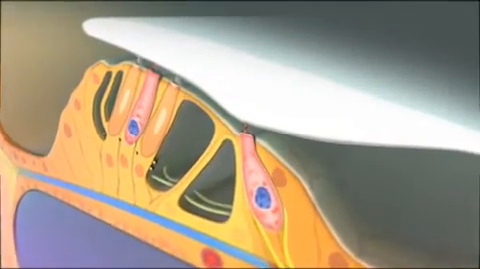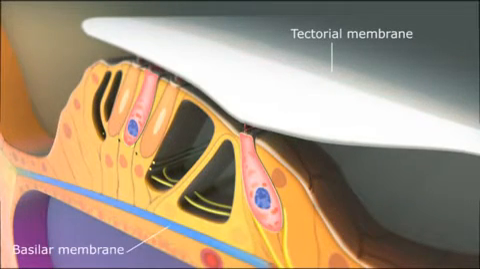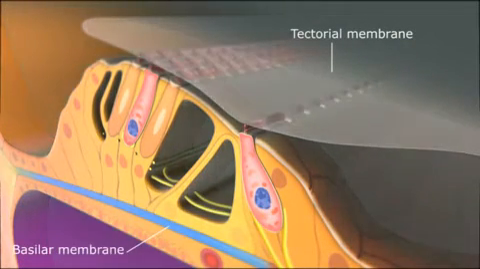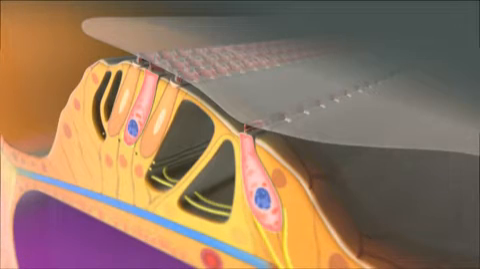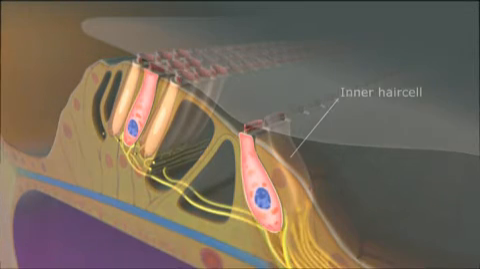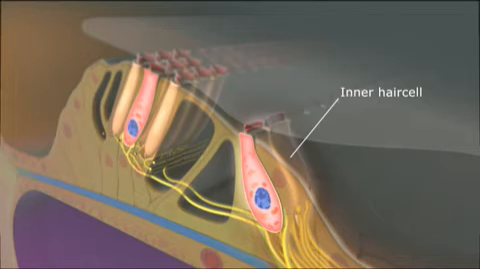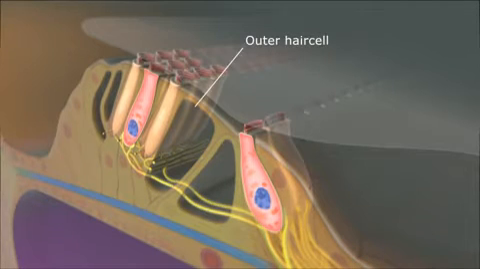The hair cells are located between the tectorial and basilar membranes. Approximately 16,000 hair cells are within the cochlea. There are two kinds of hair cells, inner and outer hair cells.